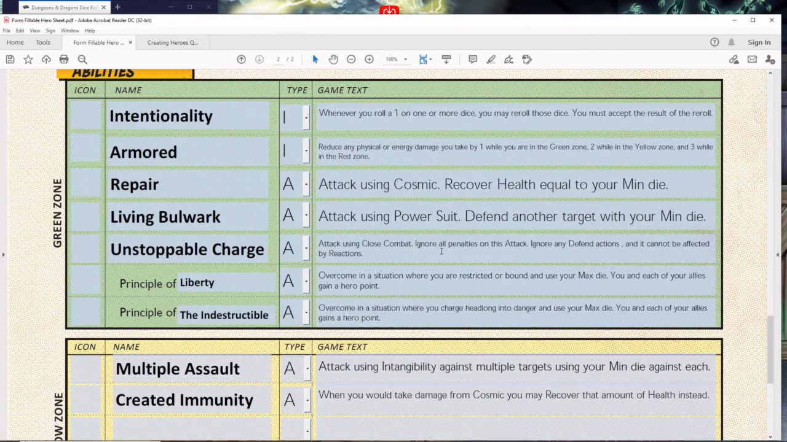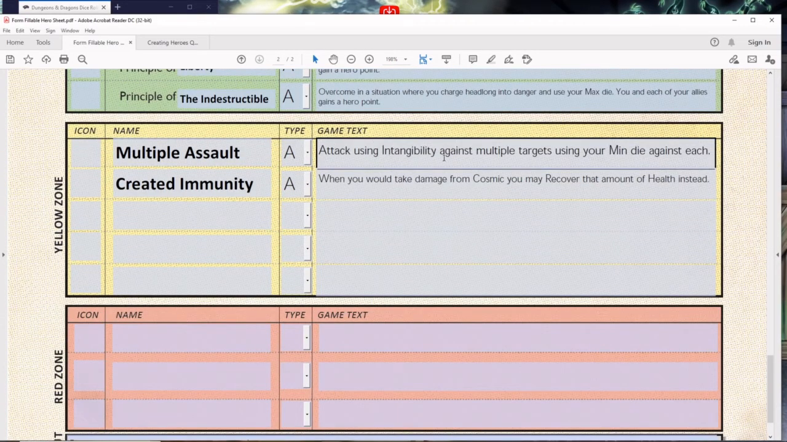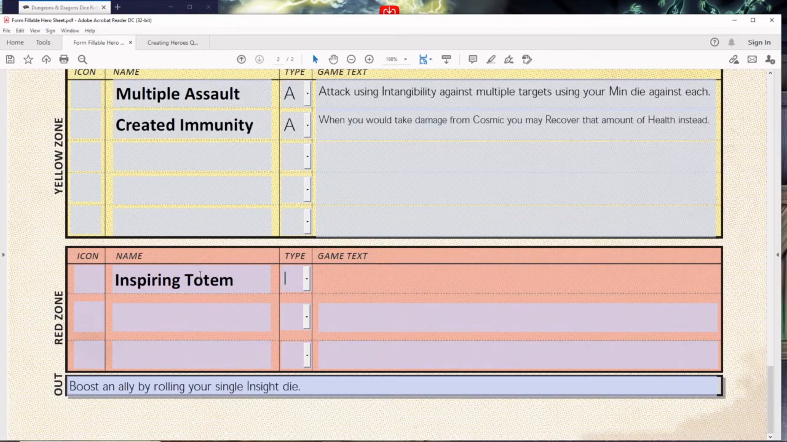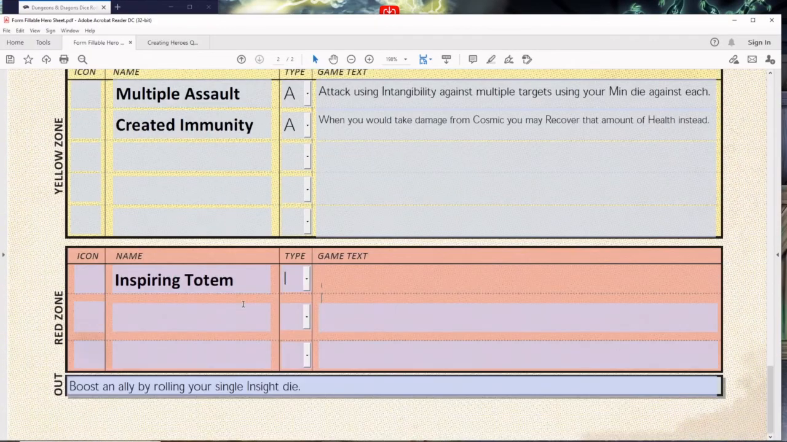I do not have any ability to hand... Oh, no, I have one multiple target attack. Okay, but we're going to call Inspiring Totem here. It is an I, which is an inherent, so it's action, inherent, and reaction. We're going to do an inherent. We do not have any reactions yet, so it's probably what I'm going to do with the other one.